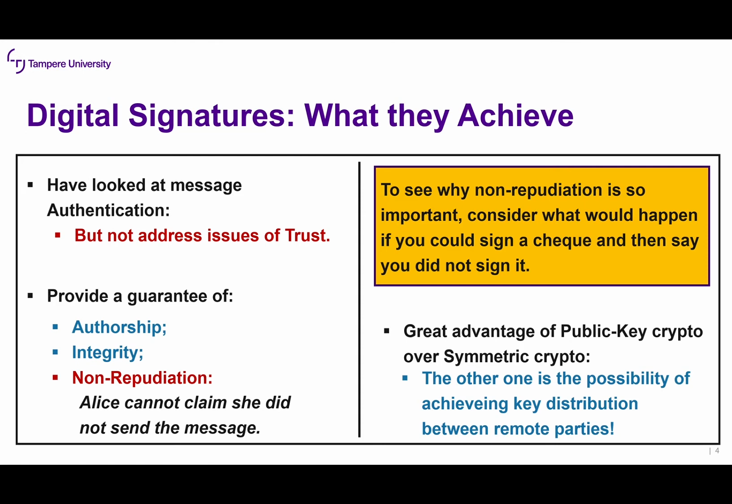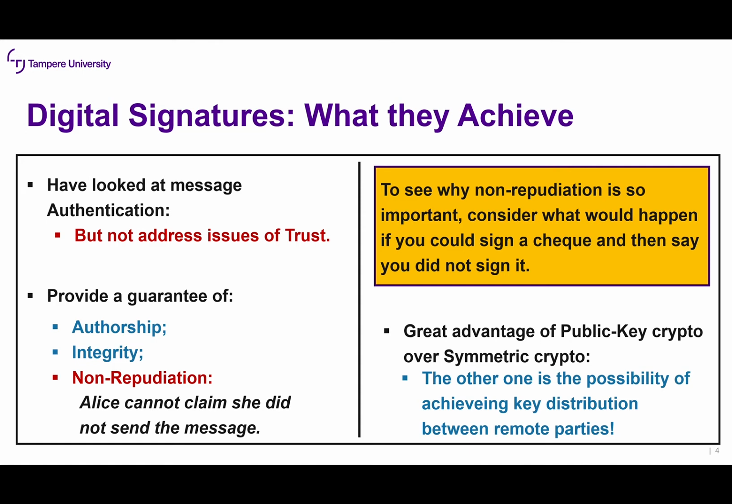Apart from that, they provide a guarantee of authorship, which is equivalent to message origin and proof that the message was sent by Alice. They provide a guarantee of message integrity, which means that the message has not been altered in transit. And also, digital signature schemes provide the very important property of non-repudiation, which means that once Alice signs a message, she cannot later deny having done so, assuming her public key is widely publicized and distributed, of course.